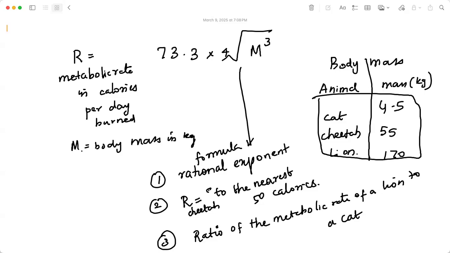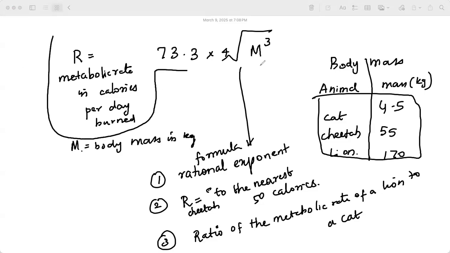Hey, Arya, the third one is to find the ratio of the metabolic rate of the lion to the cat. You have to find a ratio of what? The metabolic rate of the lion to the cat. Ratio is just a fraction, right, Arya? Do you need more explanation? No, I'm good. Okay.